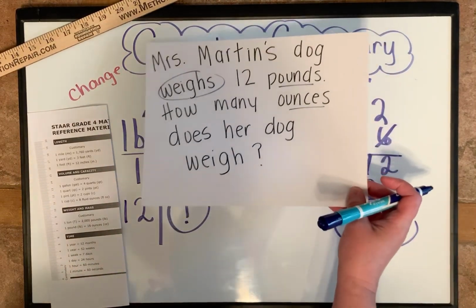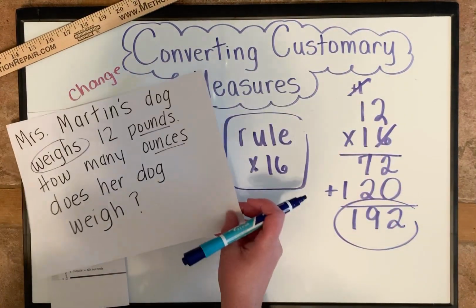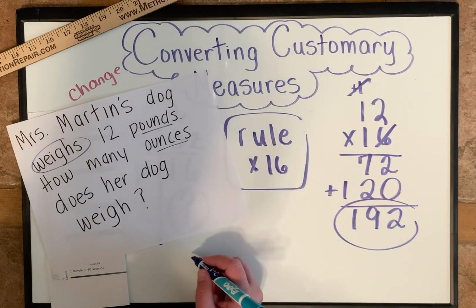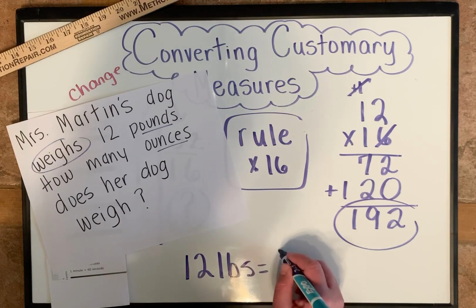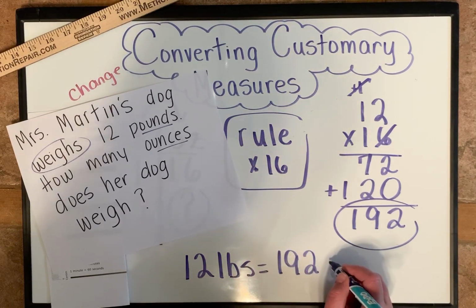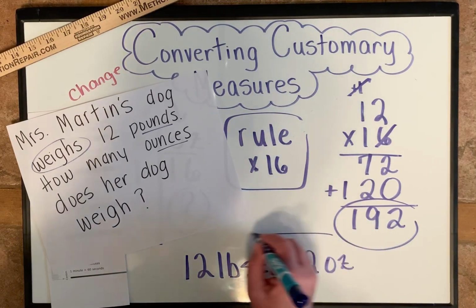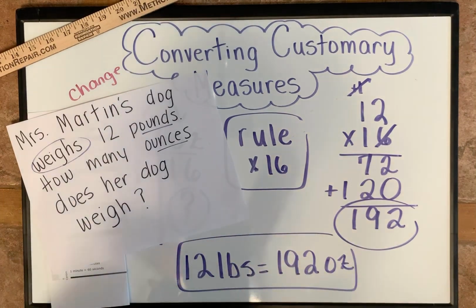So if you go back to your question, how many ounces does her dog weigh? Well, we can say that 12 pounds is equal to 192 ounces. And there's your answer. I hope this review of making a T-chart helps you with the rest of our lesson today. Good luck.